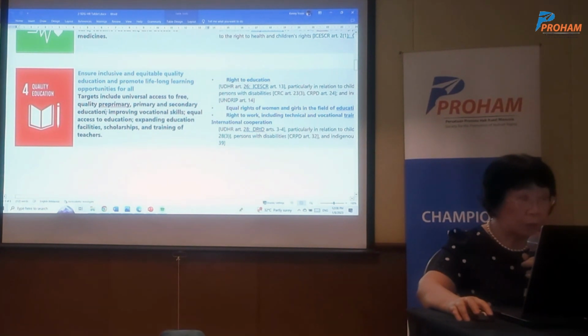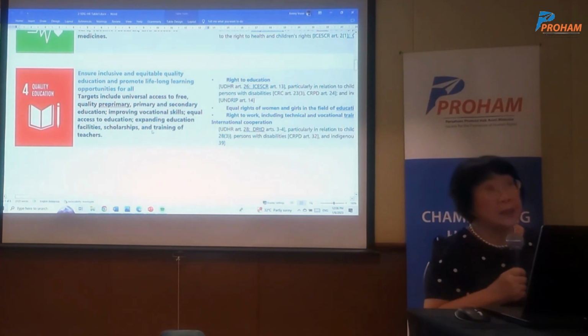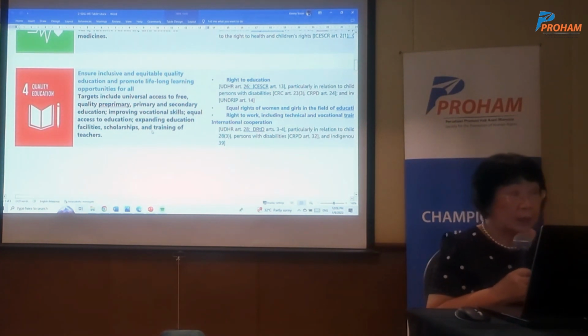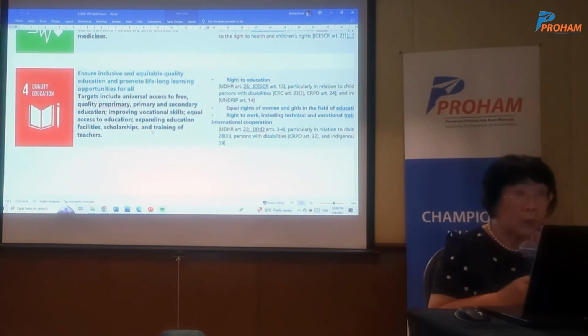This will include universal access to pre-primary, primary and secondary education, improve vocational skills, training of teachers and so forth. MDG stated access to education, but SDG stresses quality education. So the key word here is quality. Are we providing quality education?